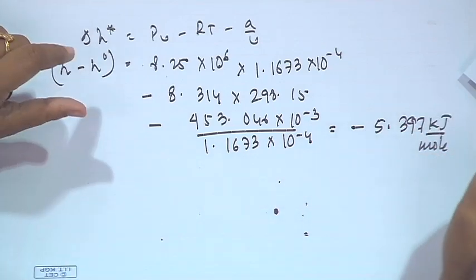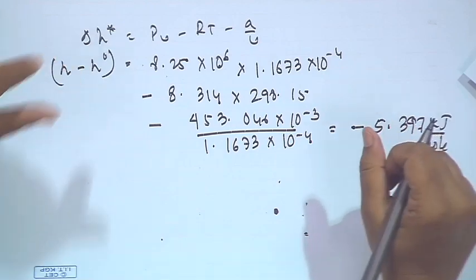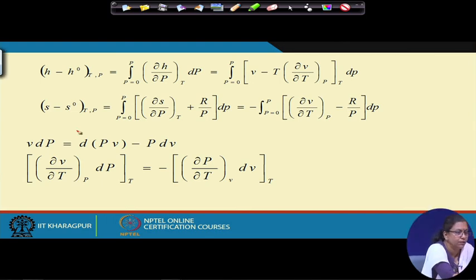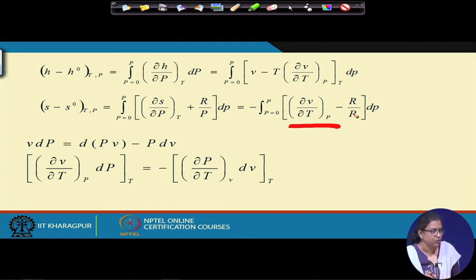Make the calculation and find it out for yourself. In the same way, you are supposed to proceed for S minus S0. This part also, if you recall, we had derived. Again here we have del V del T at constant P dP. Substitute it with this and we have R by P dP, right. So, in this case also you can substitute it.